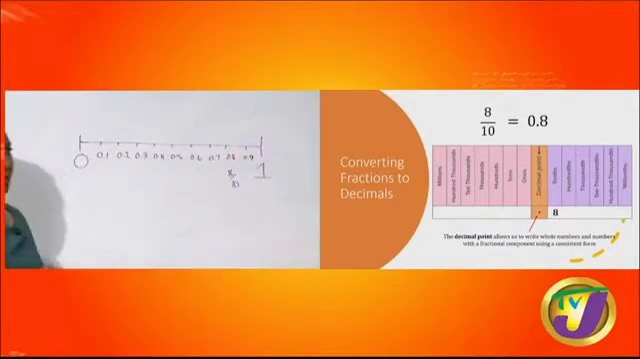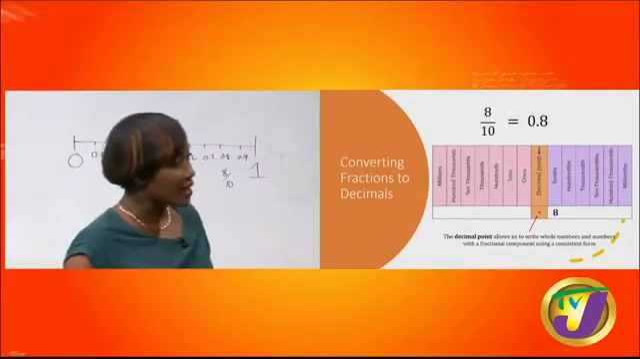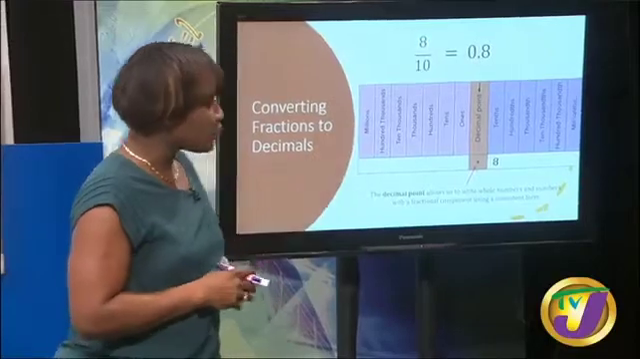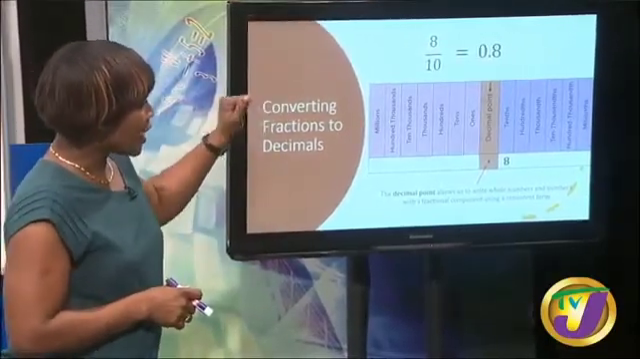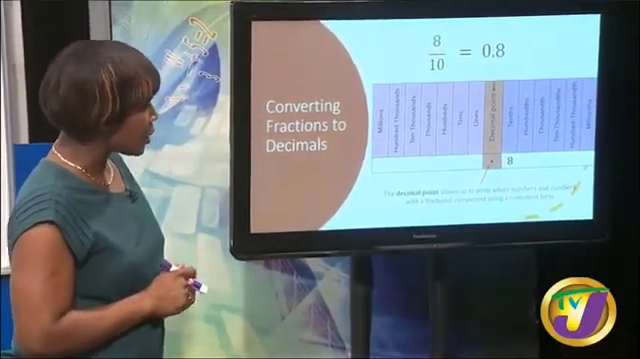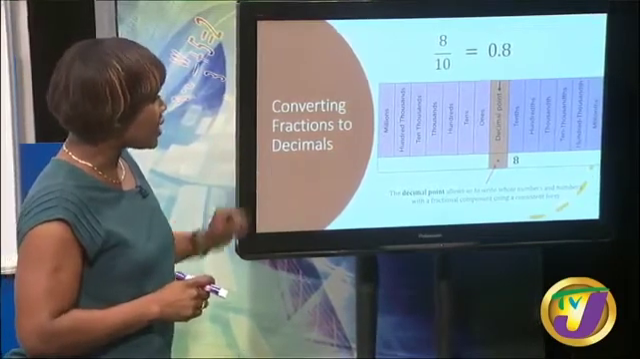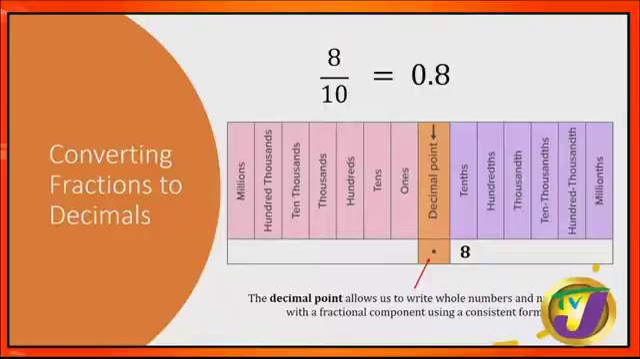And if you look now at the place value chart on the screen, we can see that it can be represented using a decimal point, where 8 is in the tenths place. The decimal point allows us to write whole numbers and numbers with a fractional component using a consistent form. So as you can see, 8/10 is not yet 1. However, if we add 0.2 more to it, it would now become 1.